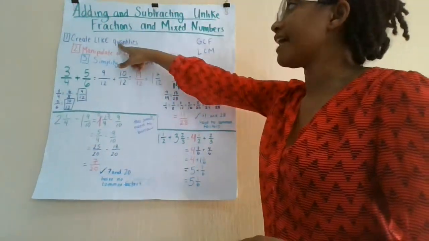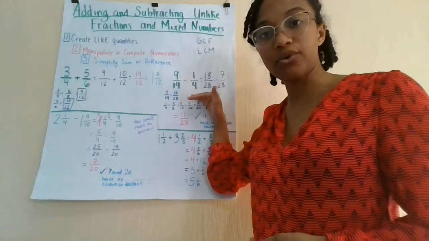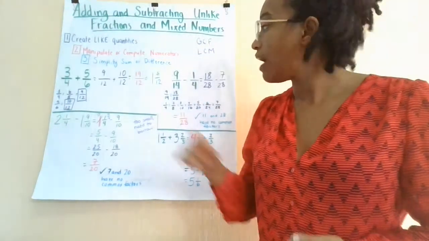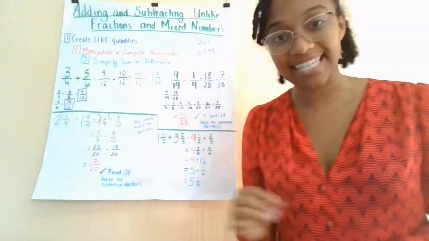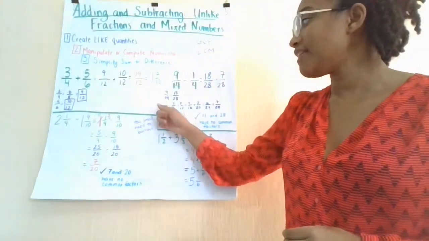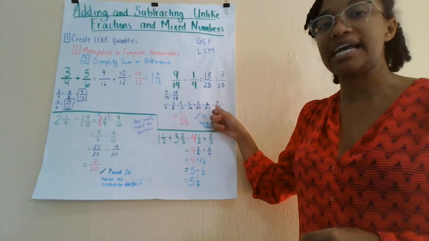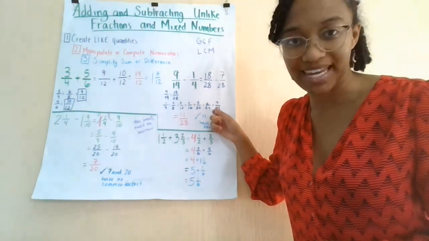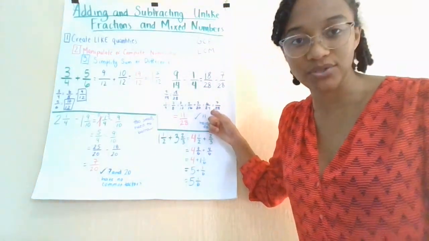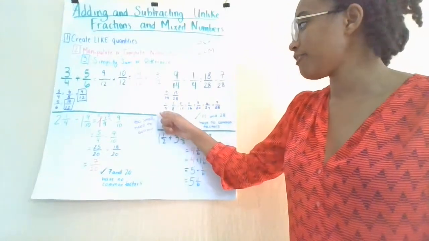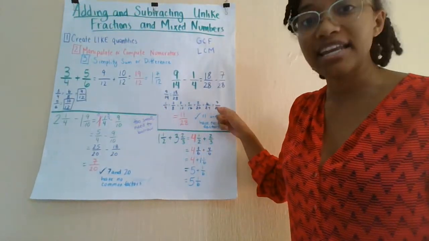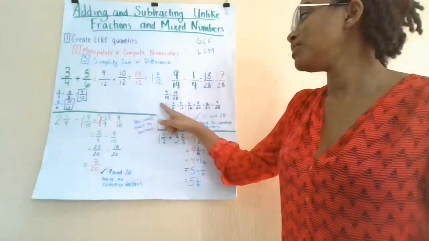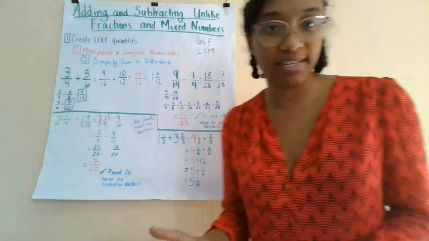First, we need to create like quantities. So here in dark blue, I've done our skip counting again. I found out that 9/14 is the same thing as 18/28. And that 1/4 translated into 28 is the same thing as 7/28. Notice how easy it is when I do skip counting. Here I'm counting by 4s, 4, 8, 12, 16, 20, 24, 28. And here I'm counting by 1s, 1, 2, 3, 4, 5, 6, 7. Couldn't be easier than that.